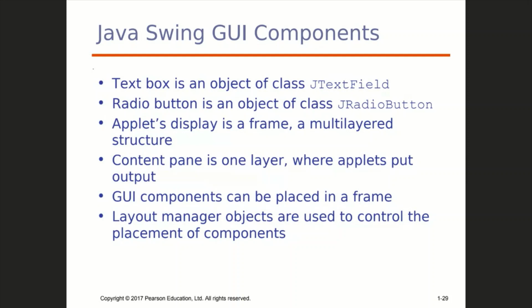That's where your applet puts the output or whatever. GUI components can be placed in one frame, and the layout manager tells you the arrangement of the components, like what should come on the top, bottom, like north and south and east and west, or in a grid manner. So that's done by the layout manager.